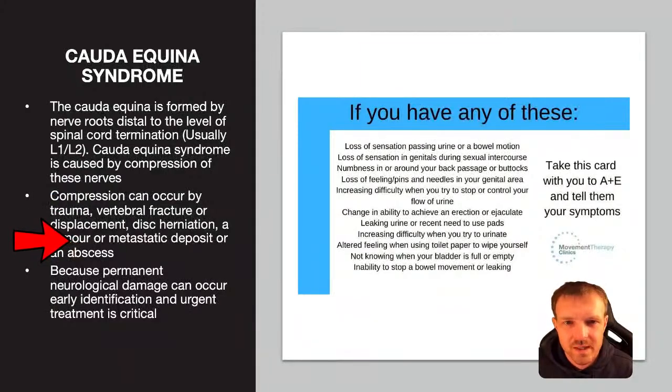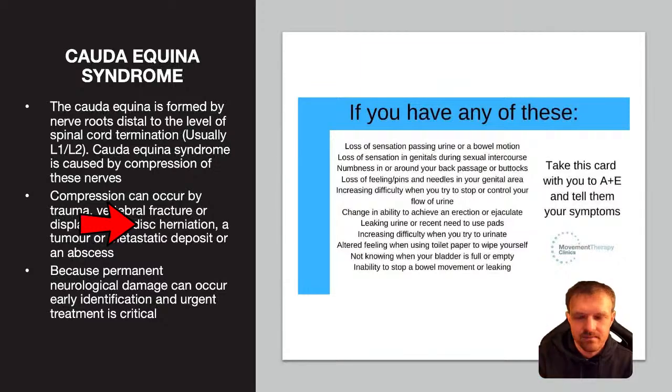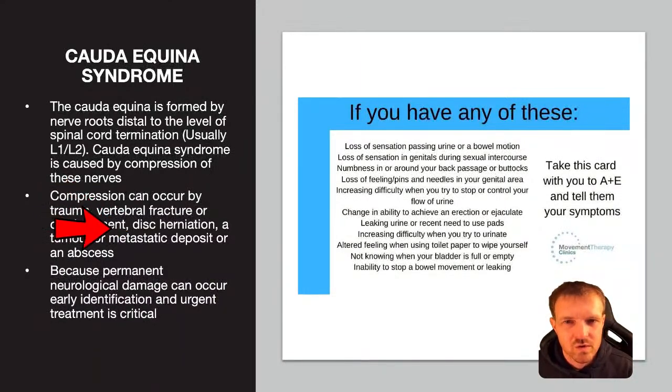Or there could be a tumour or a metastatic deposit, where the tumour has metastasized, spread around the body, and then it can latch itself in that region and grow. Of course, because there's not much room there, as a tumour grows, it compresses the nerves. That's when you have cauda equina. So cauda equina isn't just about cancer. There are a number of other reasons why you would get cauda equina syndrome.